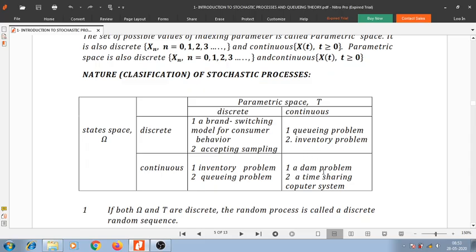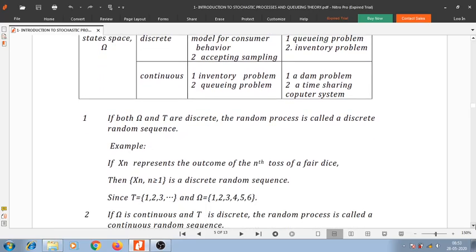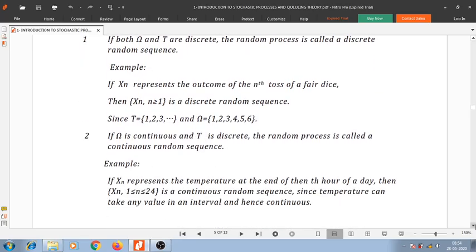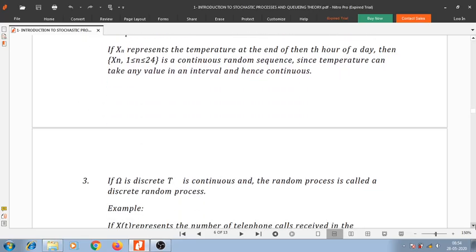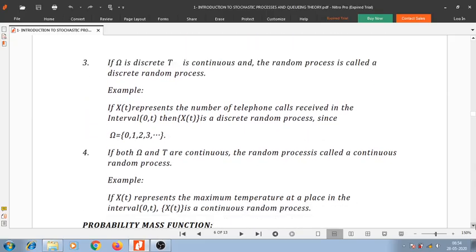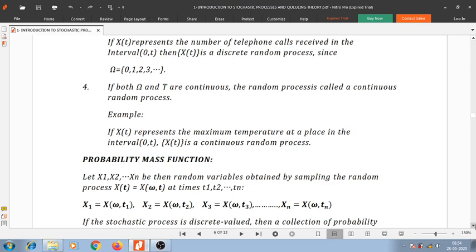Coming to the last one. What is the last domain here? Both are continuous. Here come time sharing computer systems. It is very, very important. Now here we go through different examples for all 4 domains. It is very easy to understand the different domains.